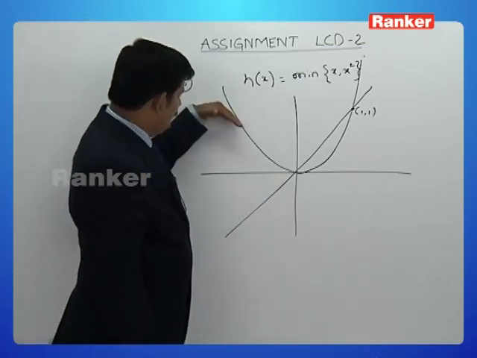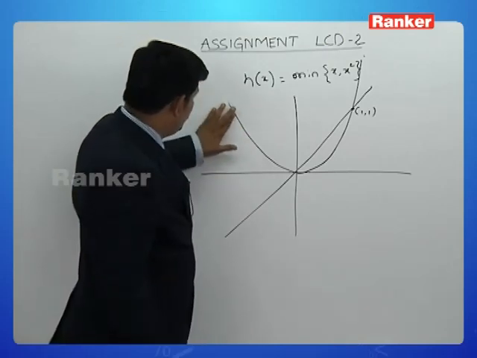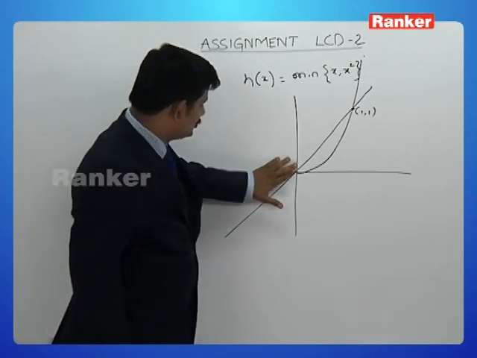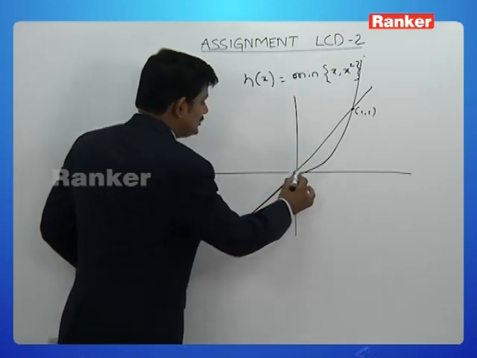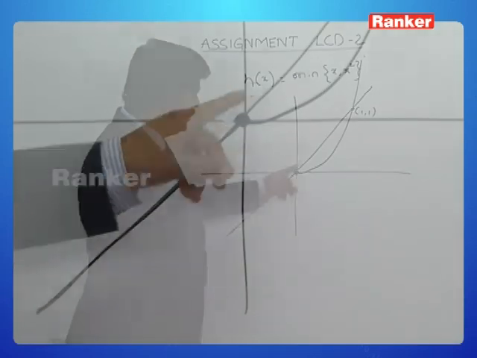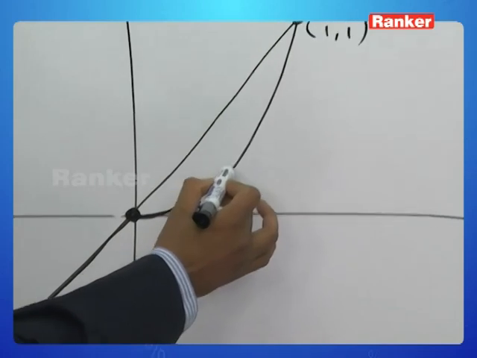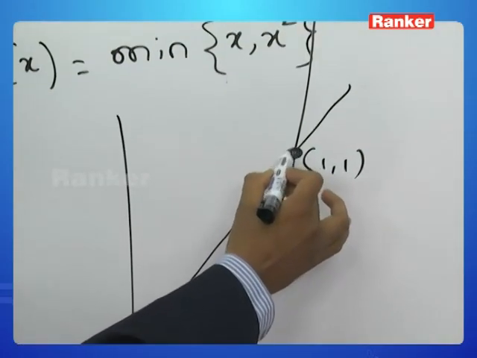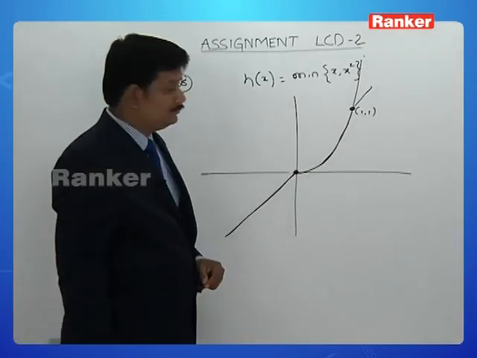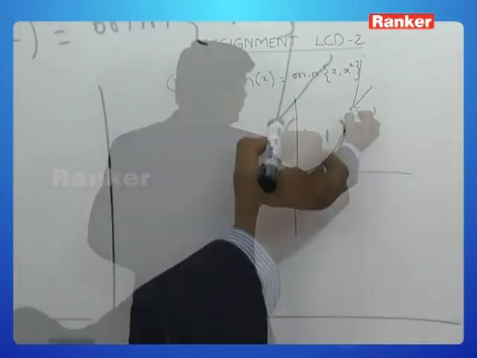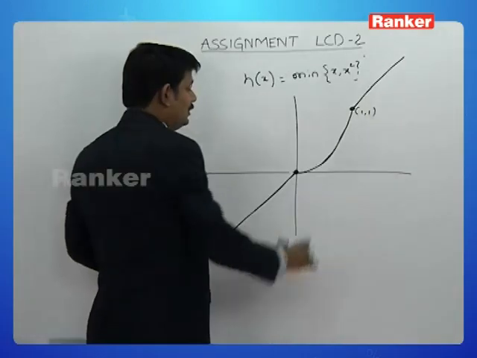In this region, we can see x square is above x. So, minimum of the two would be x, not x square. So, h of x is x, up to x is 0. Again from 0 to 1, we can observe x square is below x. So, minimum of the two is x square, not x. Again from 1, x is below x square. So, h of x will be x, not x square.